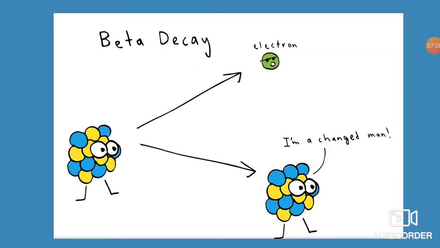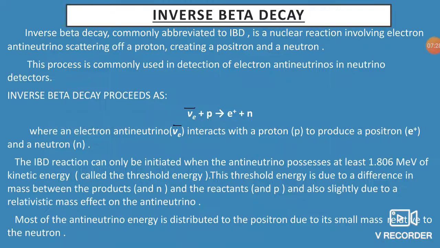Next, this is the beta decay picture. You can see that the parent nucleus forms a daughter nucleus which has a Z plus 1 atomic number, and the other product is an electron. So here it is showing a changed man, because the daughter nucleus is another element, so it is totally changed. Next, let's go for inverse beta decay.